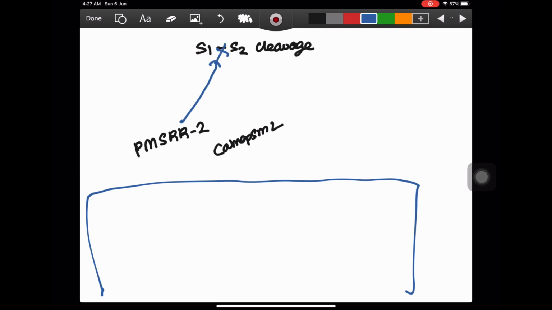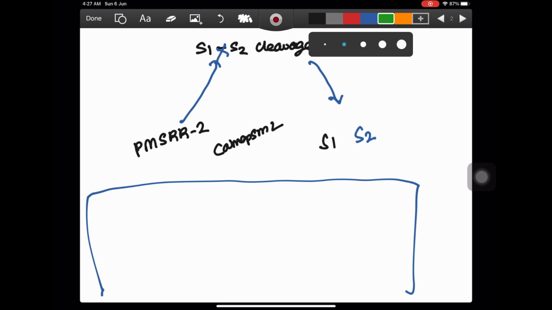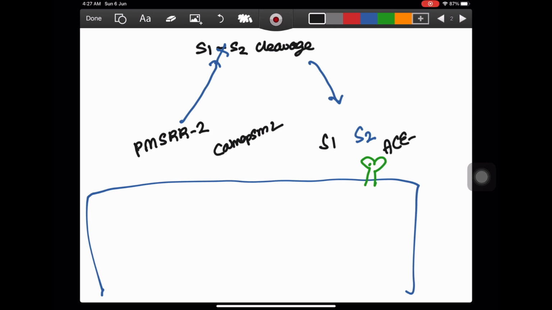So what happens when S1 and S2 are cleaved? S2 is here, S1 is here. This S2 combines with a receptor on the cell surface, which is present abundantly in the alveoli, lungs, kidney and so on. What is this receptor? It is something you have been reading about from the first year of medicine. This is the ACE2 receptor. This S2 combines with this ACE2 receptor, and the final end product of all this is that the virus gets bound to the cell membrane.